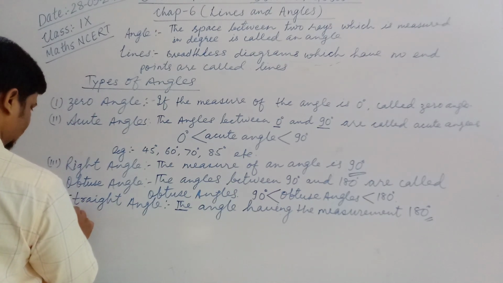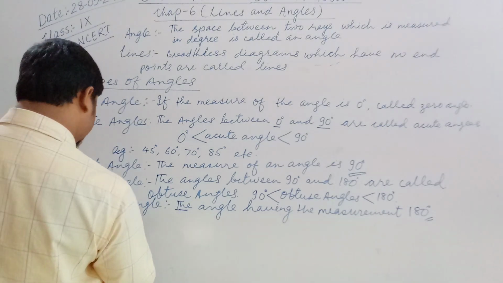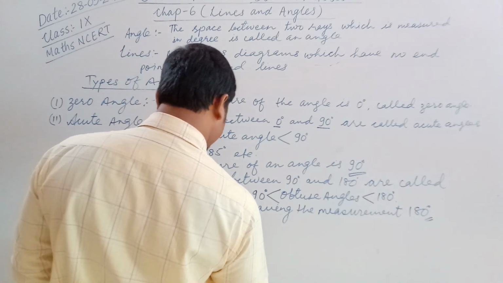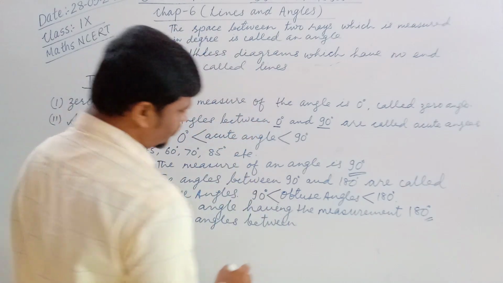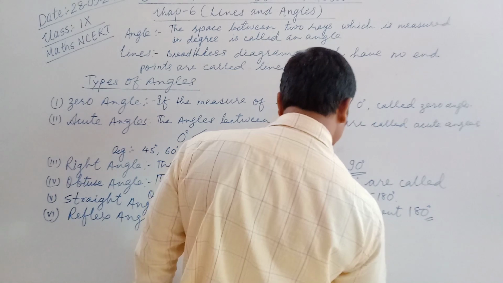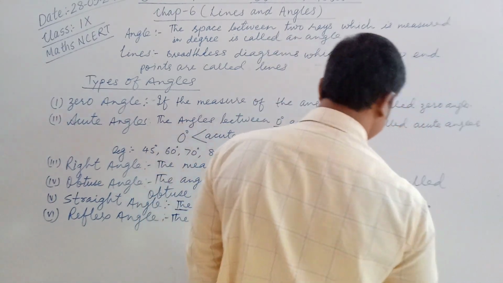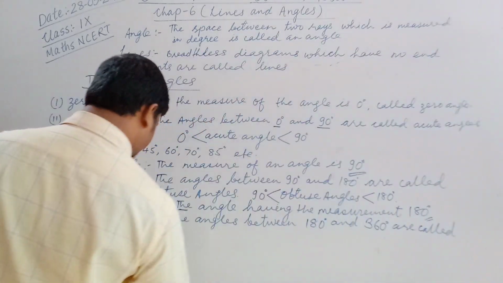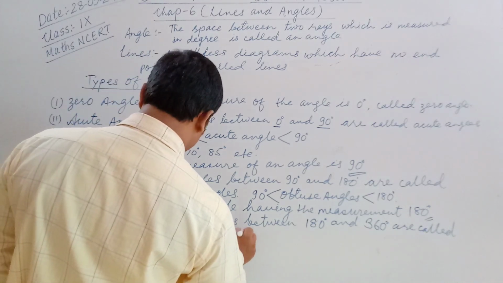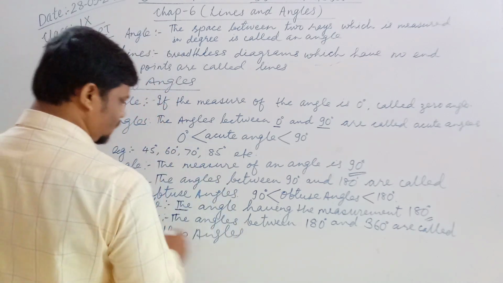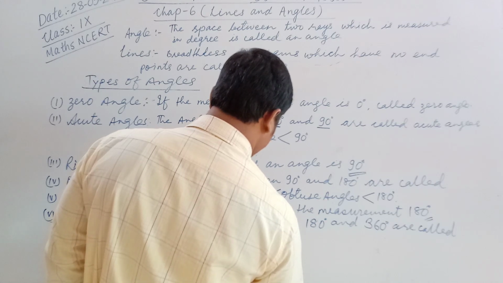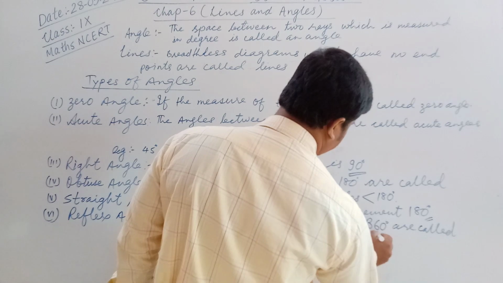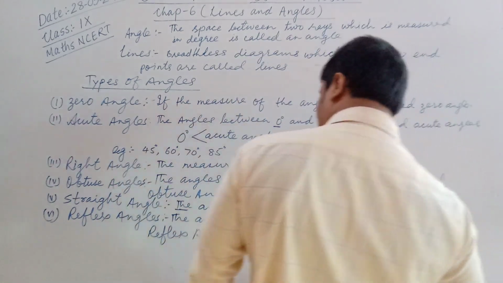Sixth, reflex angle. The angles between 180 degree and 360 degree are called reflex angles. It means a reflex angle will be greater than 180 degree and less than 360 degree. Okay.